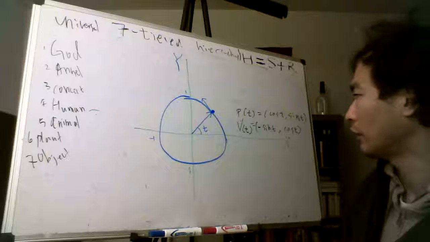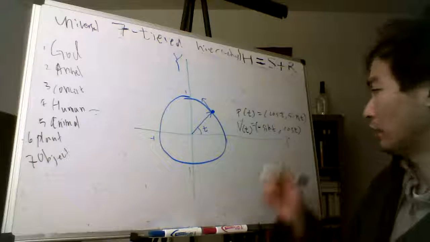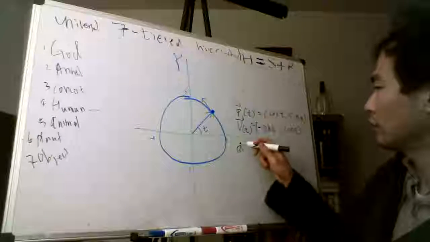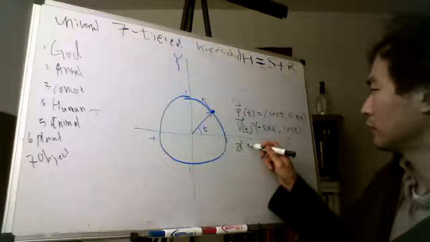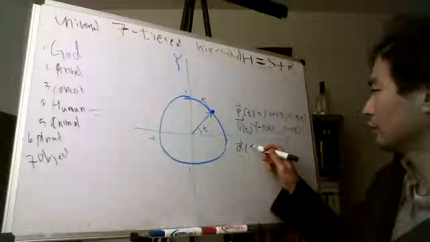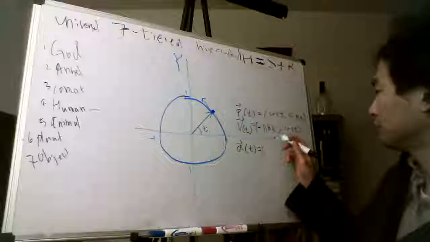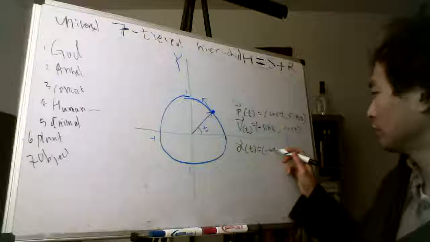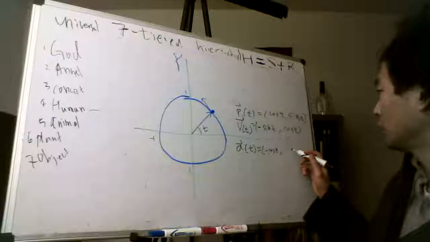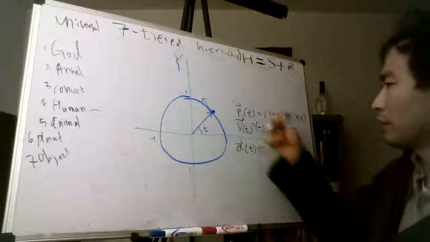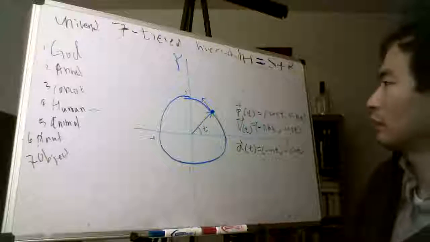Now, finally, we need to find the acceleration. It's small v, kind of like large v, but yeah. Let's differentiate this: minus cosine t, comma minus sine t. It should point over there, and it is correct.